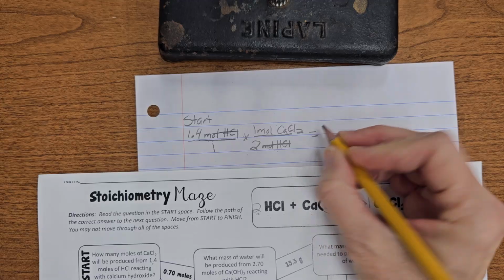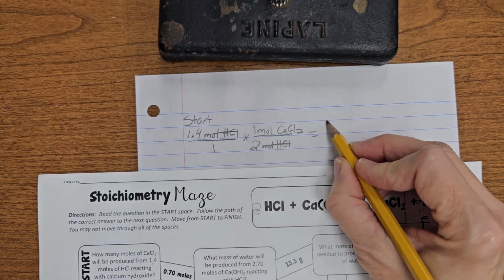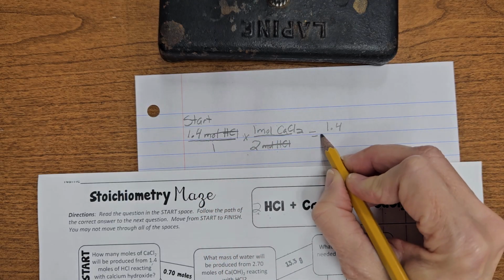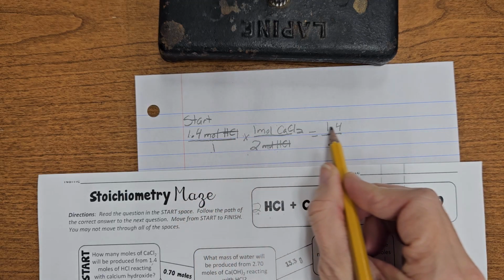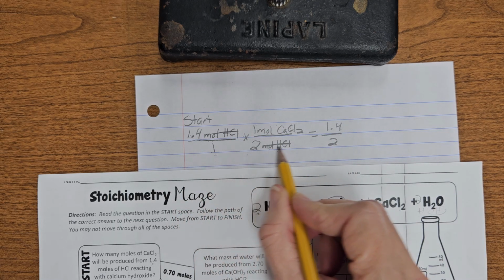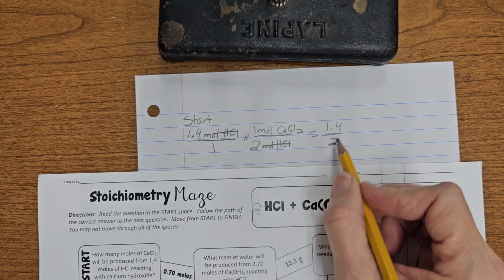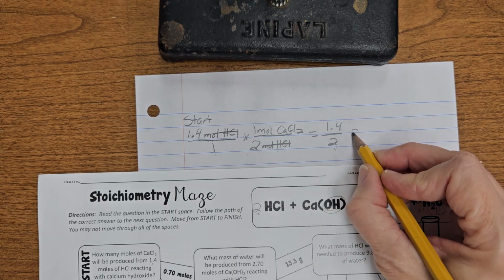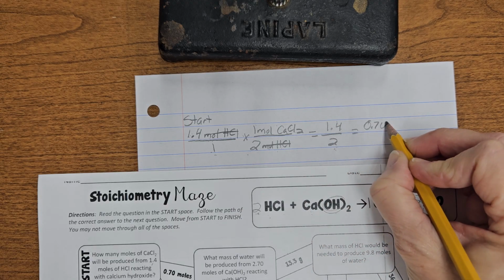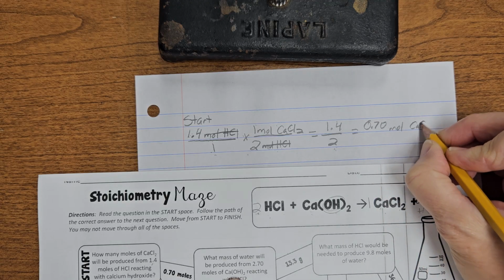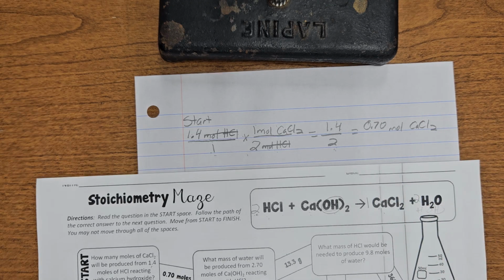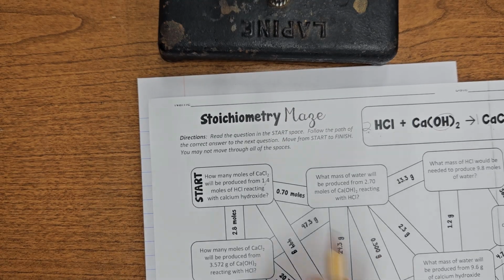So now I just do my math. 1.4 times 1 is 1.4. 1 times 2 is 2. I multiplied everything across the top. I multiplied everything across the bottom. And now the top divided by the bottom. My answer is 0.70 moles of calcium chloride. So when I look at my maze, it's right here.